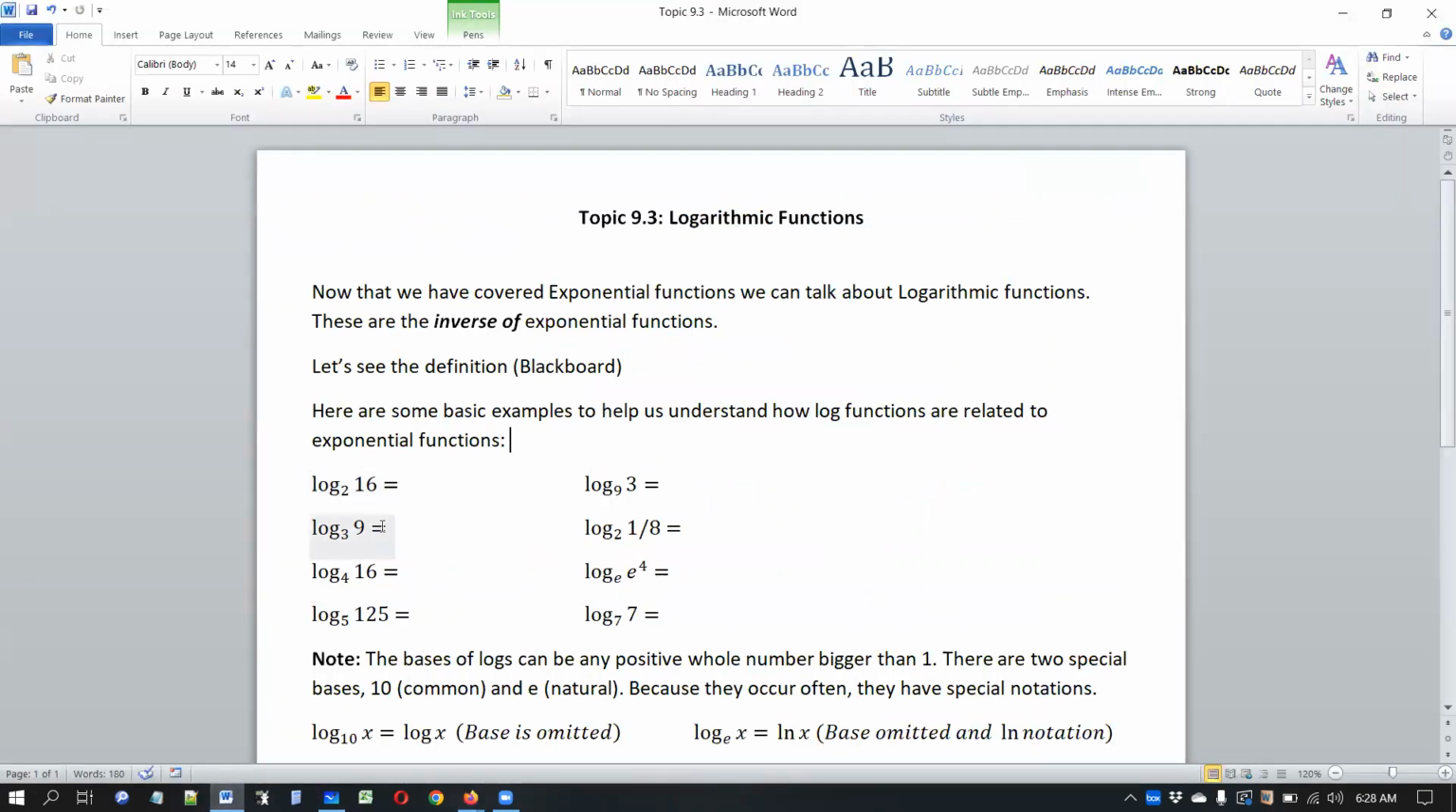So let's take a look at these two expressions, for example. Log base 2 of 16, log base 3 of 9. Now, the answer to a log question is an exponent. So what does that mean? It means that when we convert the log to an exponential format, it will look like this.